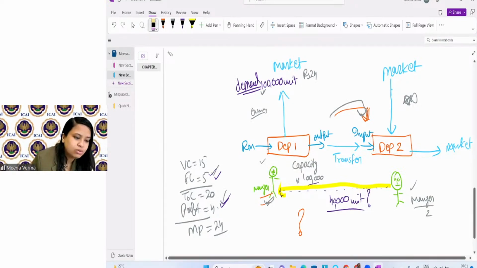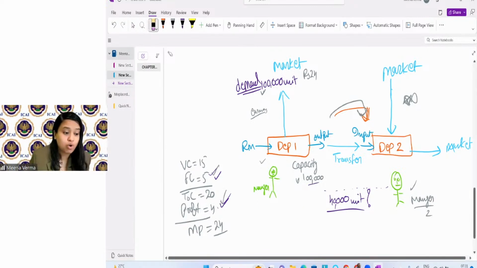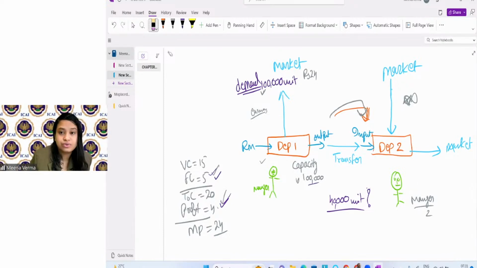Will he say no, I will not transfer the goods to you? Does the manager of department 1 have the option? I'm already earning profit. Why should I transfer the goods to you? I will not transfer the goods. What will happen? The interruption, right? Department 2 will sit idle then. Department 2 sits idle, and what will happen?